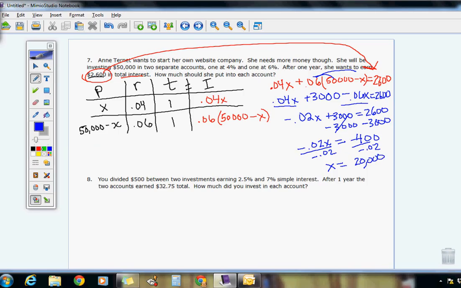So what does that mean? Okay, so that means right here we put in $20,000. So at 4%, we're going to have to put in the bank $20,000. Well, if we walked into the bank with 50, that's going to leave at 6% $30,000. Let's do the 50,000 minus the 20,000 and get 30,000. All right, hopefully that helped.